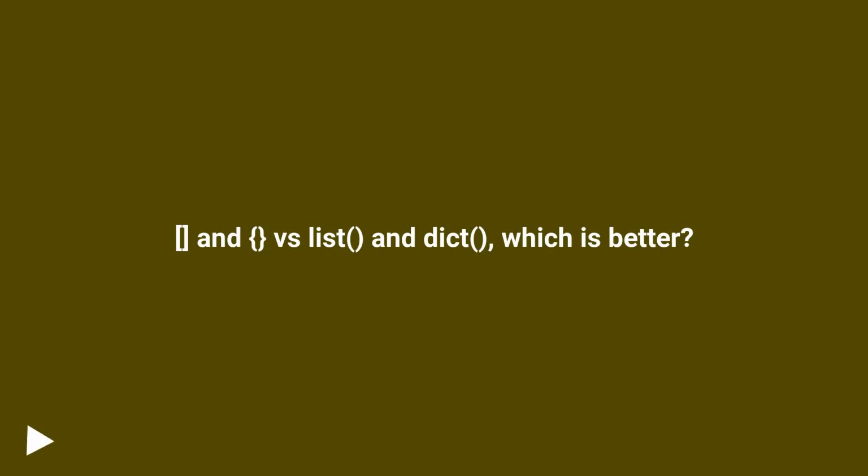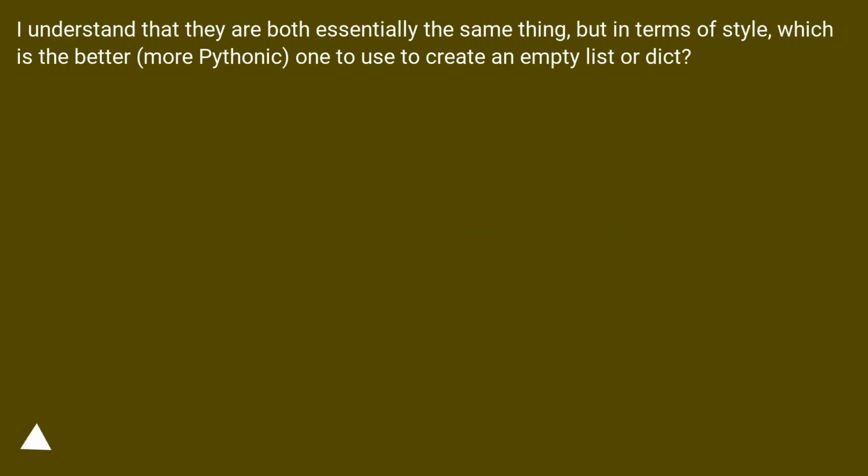And versus list and dict, which is better? I understand that they are both essentially the same thing, but in terms of style, which is the better, more Pythonic one to use to create an empty list or dict?